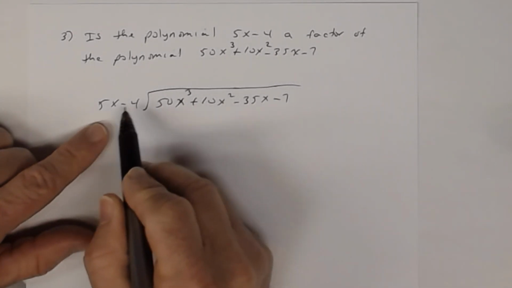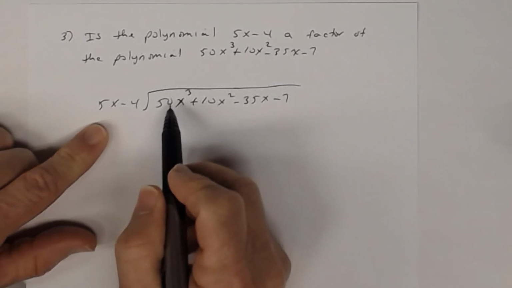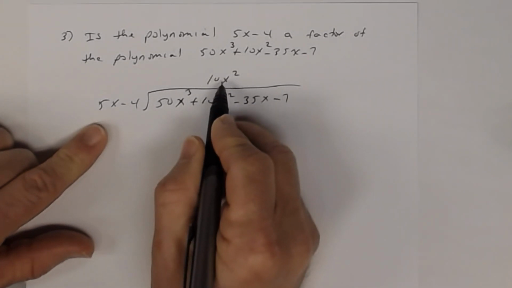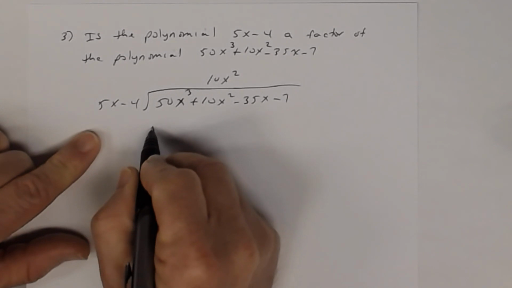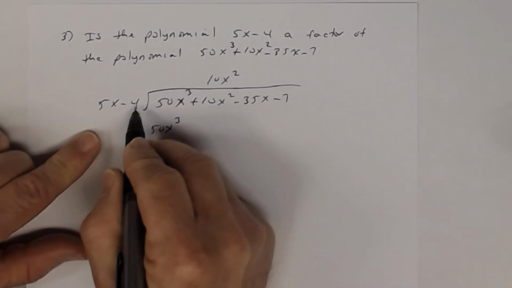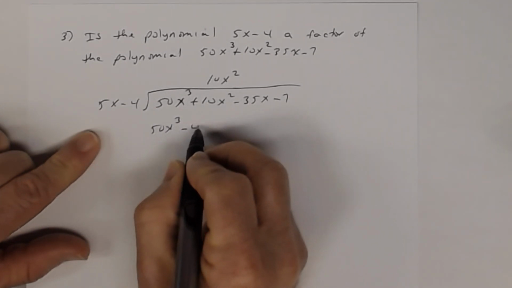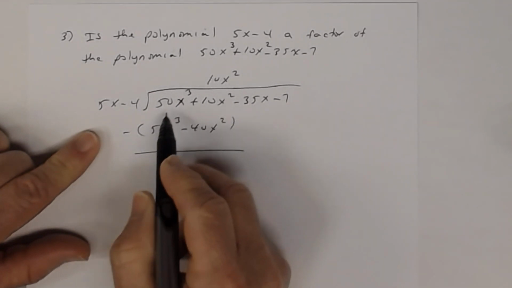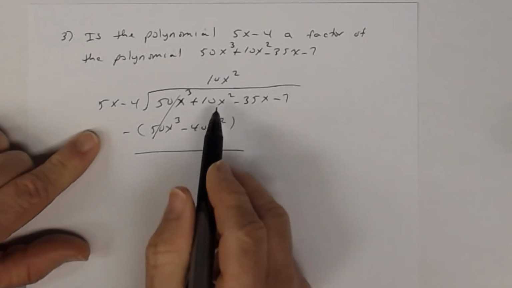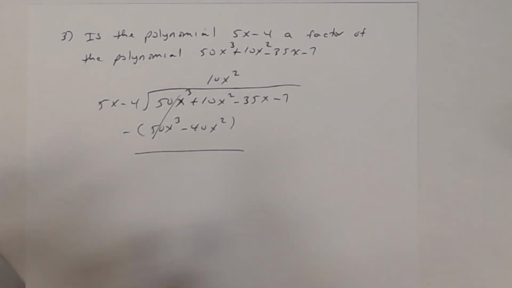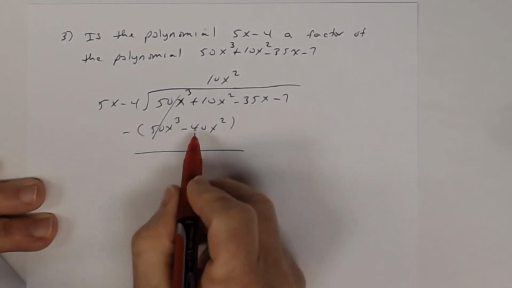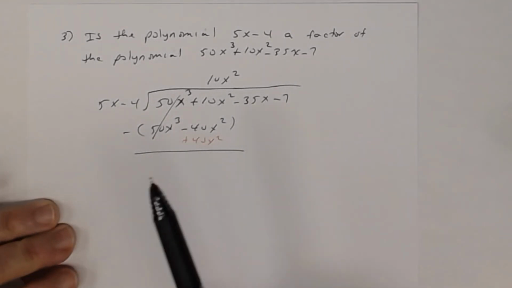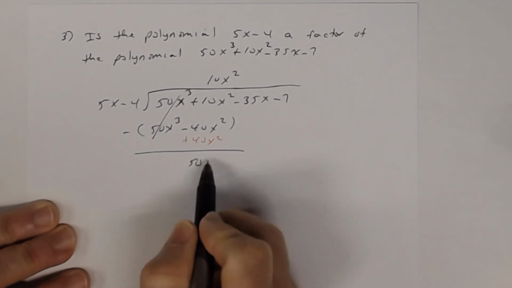First divided by first. 50x cubed divided by 5x is 10x squared. 10x squared times 5x is 50x cubed. 10x squared times a negative 4 is a negative 40x squared. And then you subtract. 50x cubed minus itself is 0. 10x squared minus a negative 40x squared. So subtracting negative 40x squared is adding 40x squared. So 10x squared plus 40x squared is 50x squared.